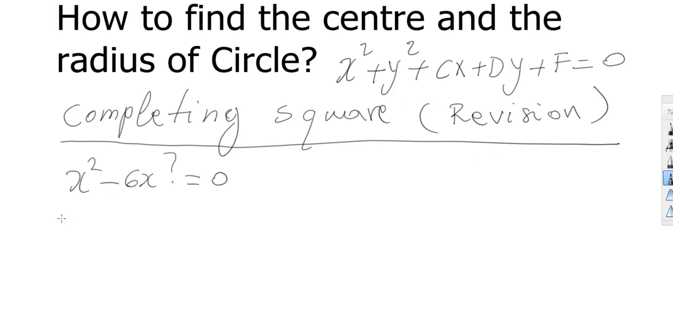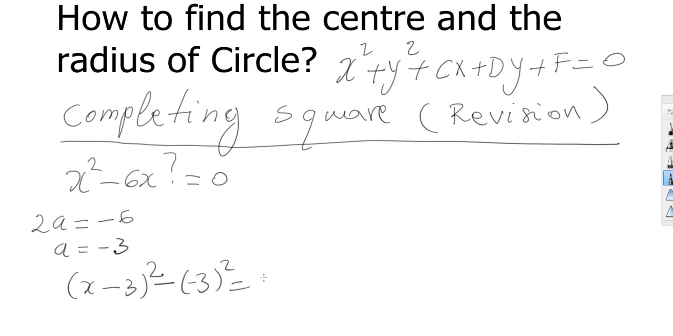So remember what I told you. You say 2a will be this value, minus 6. Okay, so a will be minus 3. Because there is a minus there, you have x minus 3 all squared. Then you take a, you subtract, here you put minus 3 all squared. Why do we subtract? Because when we expand, at the end it will be plus 9, so we cancel it here. Therefore we have x minus 3 all squared minus 9 equal to 0. So the number that was missing here is 9. So this is completing the square.